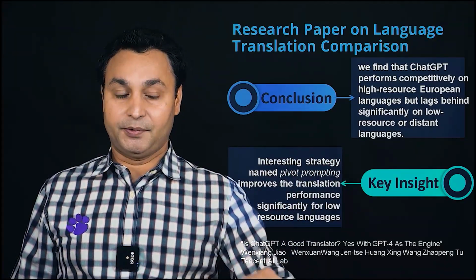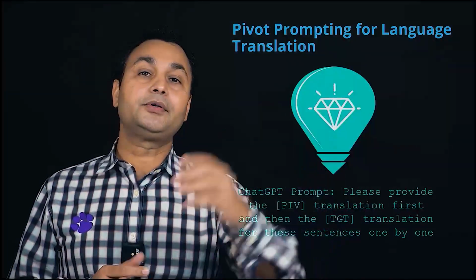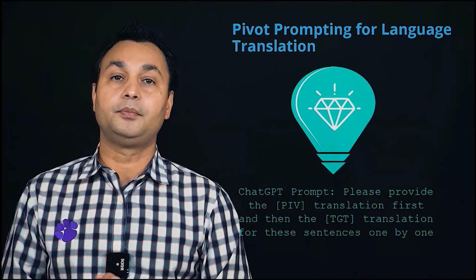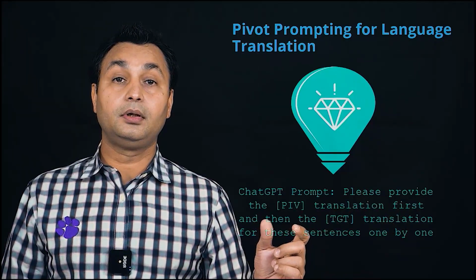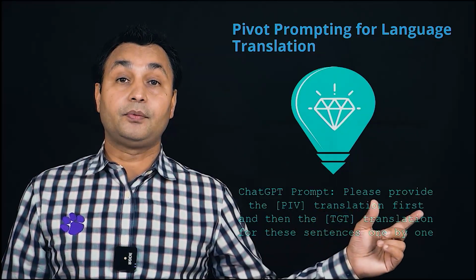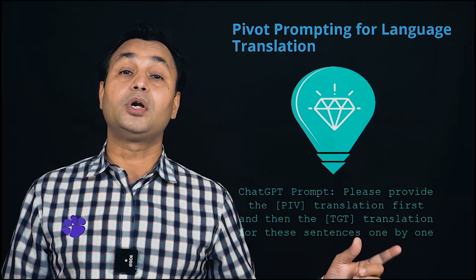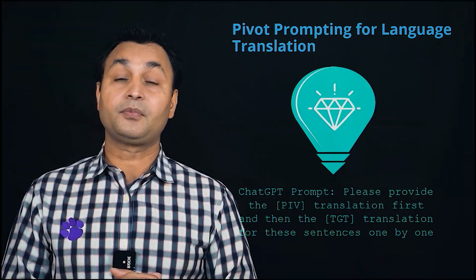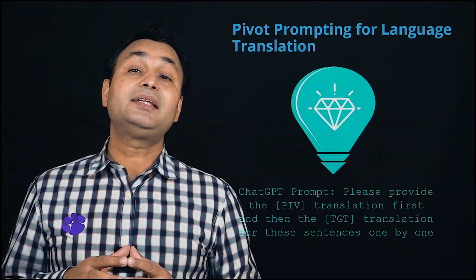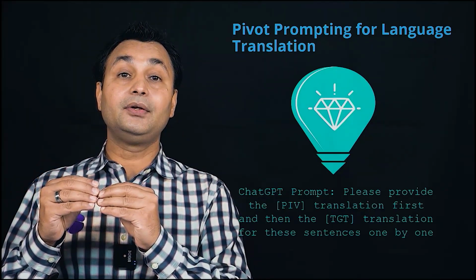of pivot prompting. When we talk about pivot prompting for language translation, what it specifically means is that we provide ChatGPT the following prompt: Please provide the pivot, which is the native language or a pivot language, translation first and then the target translation for these sentences one by one. Let me give you an example. What does this mean? What essentially is done in pivot prompting is, first, ChatGPT is asked to take one language and translate that into a pivot language.